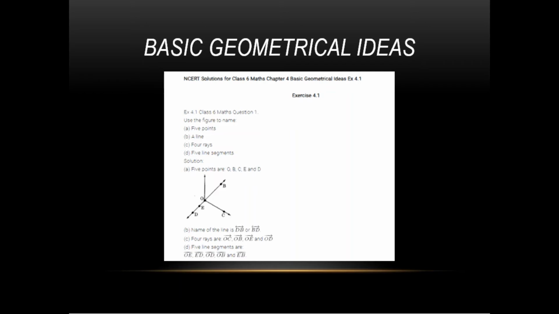Then there are five line segments. Five line segments are OE, then ED, OD, then OB and EB, these are the line segments.